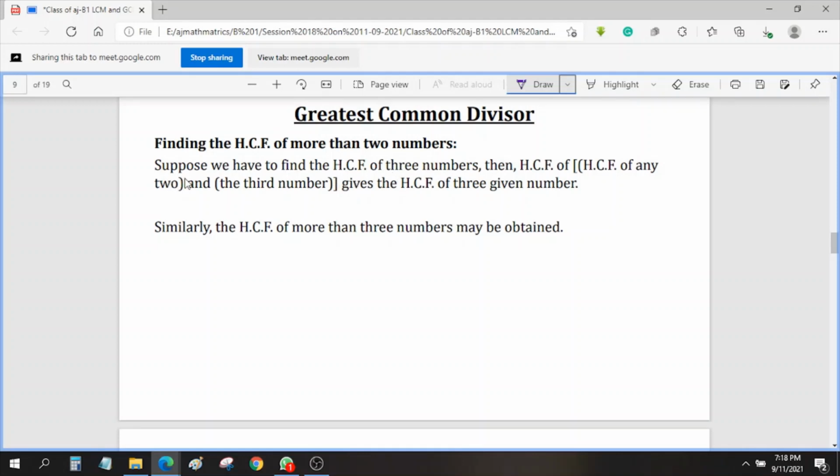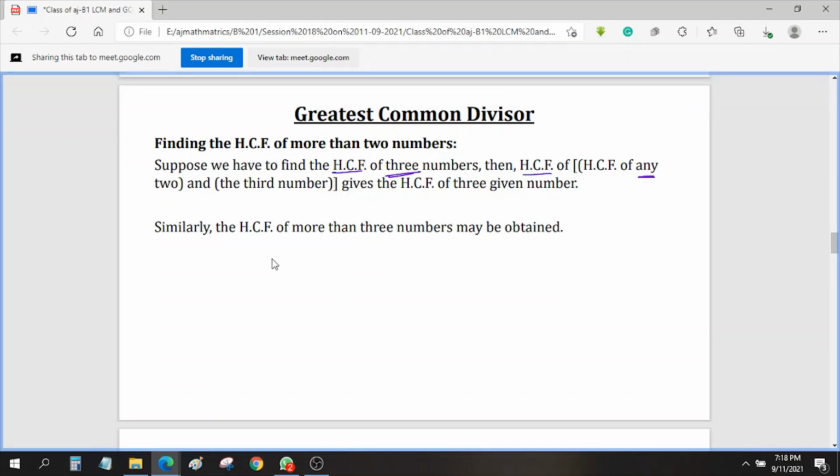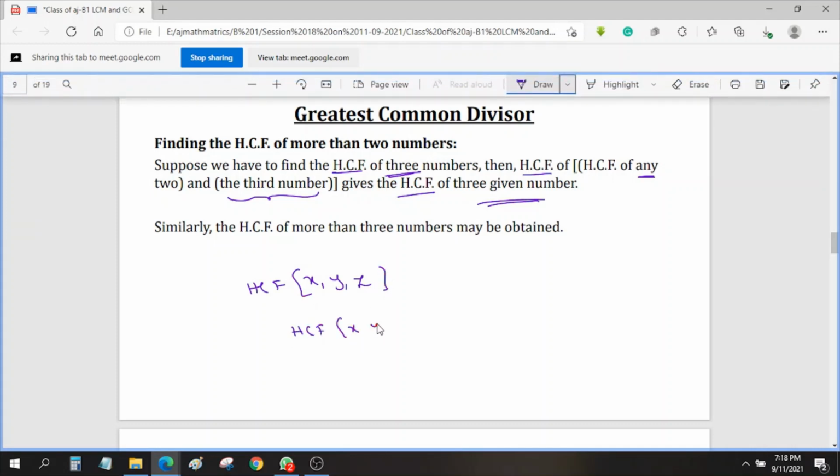Suppose we want to find the HCF of three numbers. First find the HCF of any two numbers, then later combine with the third one. That gives you the HCF of three numbers. For example, if you need the HCF of X, Y, Z, first we find the HCF of X and Y. We will get something, for example P. Then we find the HCF of P and Z. This will be the answer.